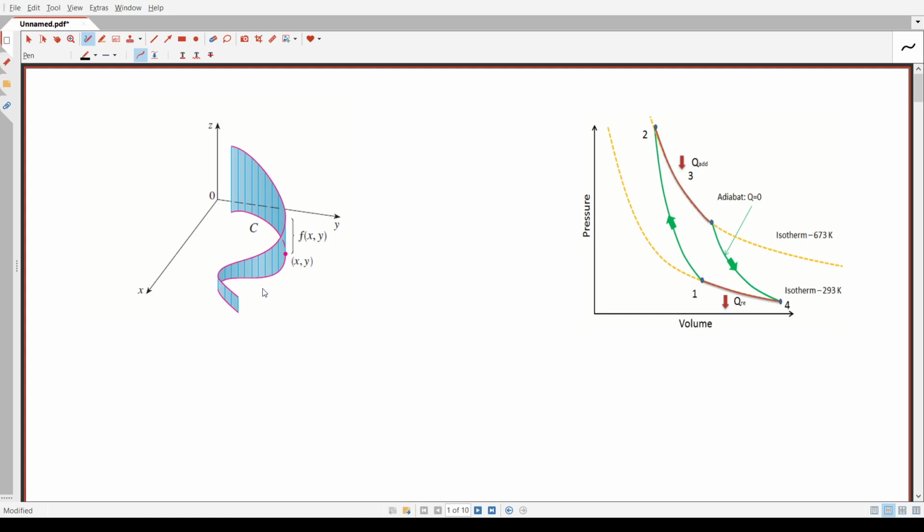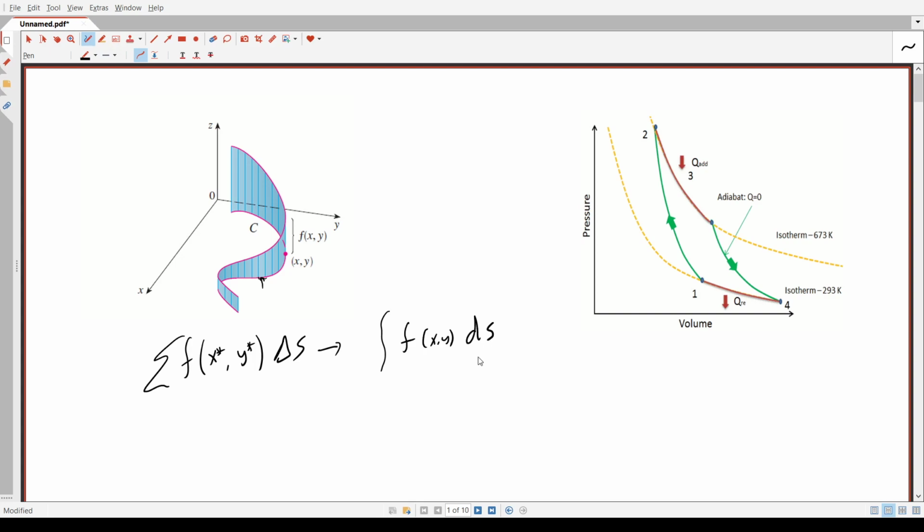Okay, so for this rectangle right here, the height is going to be the value of the function at some point. And then what is the width of this rectangle? It's the length of a small segment. And then we're going to add all of those rectangles up together. Okay, so when we do the limit, as these rectangles get small, this becomes the integral of f of x y ds.